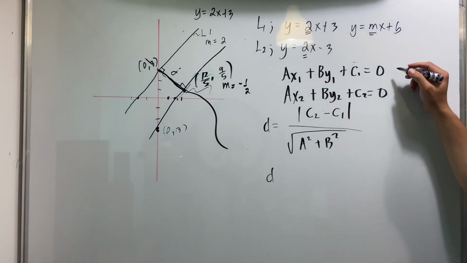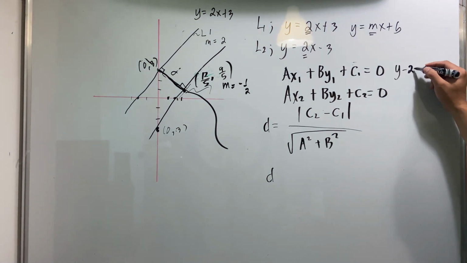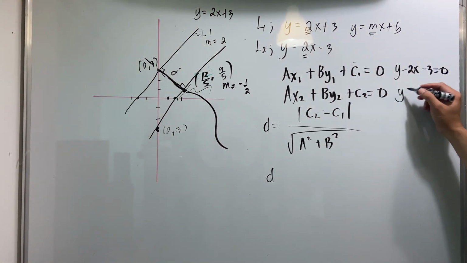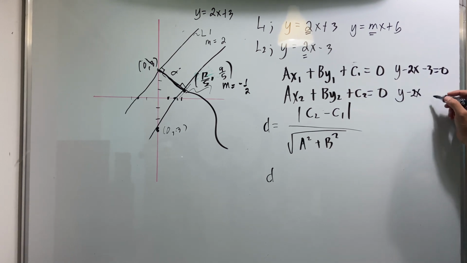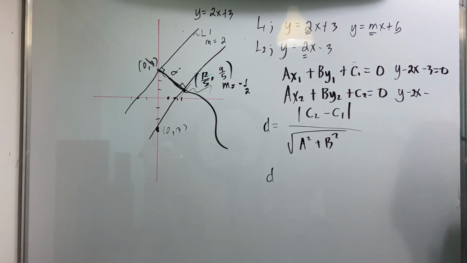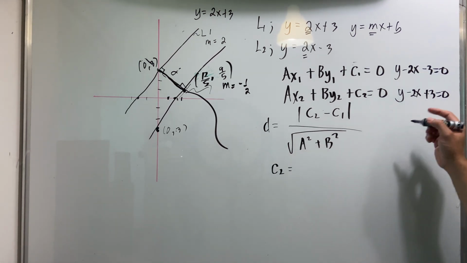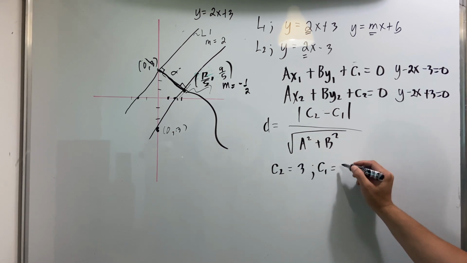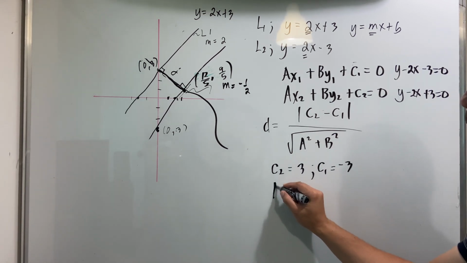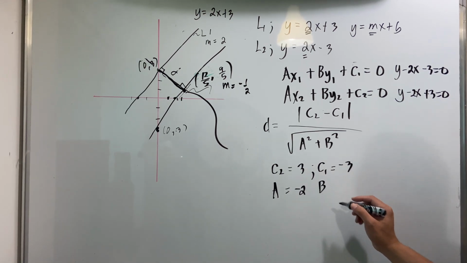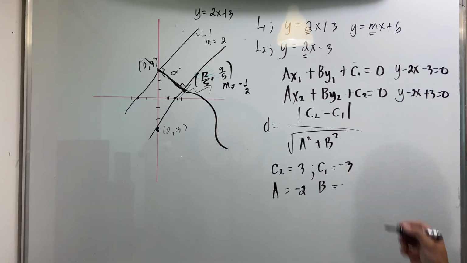We have y minus 2x minus 3 is equal to 0. The first line here. And then the second line is y minus 2x plus 3 is equal to 0. So let's establish our c2 is equal to 3, c1 is equal to negative 3. A value is equal to negative 2, and then your b value is equal to 1.